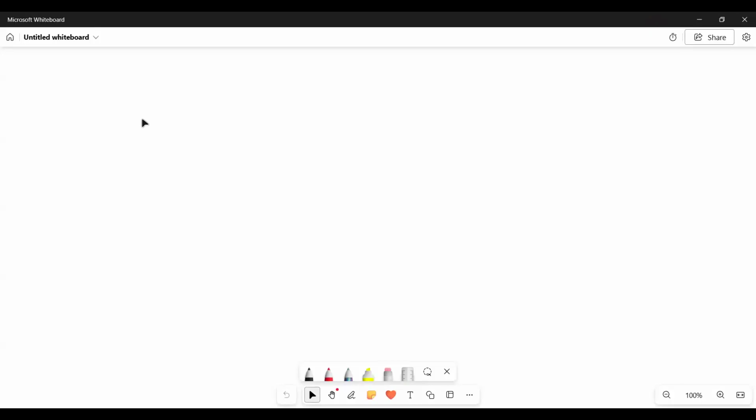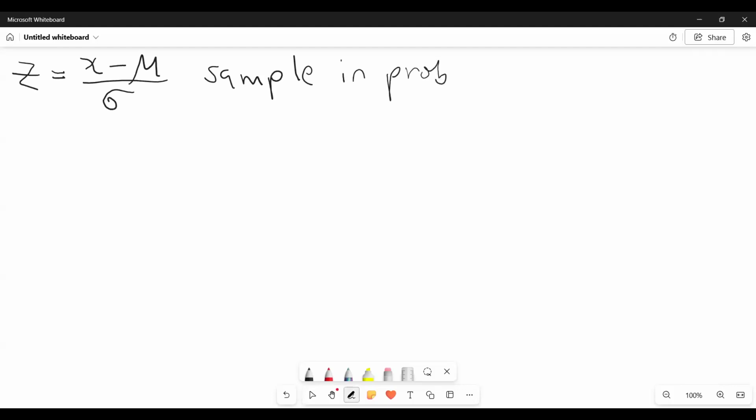So we're going to have a version of our way to solve normal distribution problems, where instead of finding z by just using x minus mu over sigma, if we have a sample described in the problem with a little n sample size, we're going to modify this equation, and it's just going to be z equals x minus mu over sigma divided by root n.